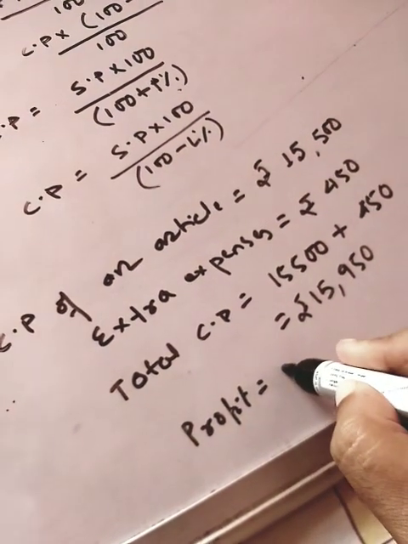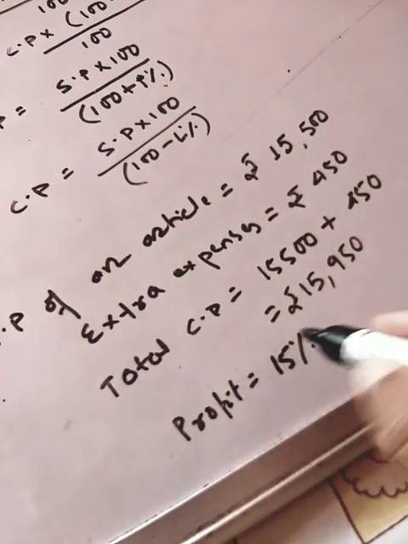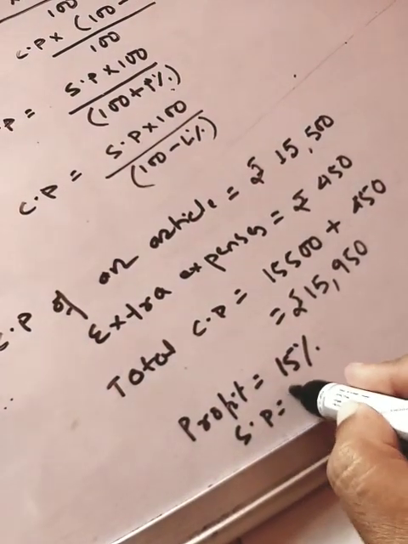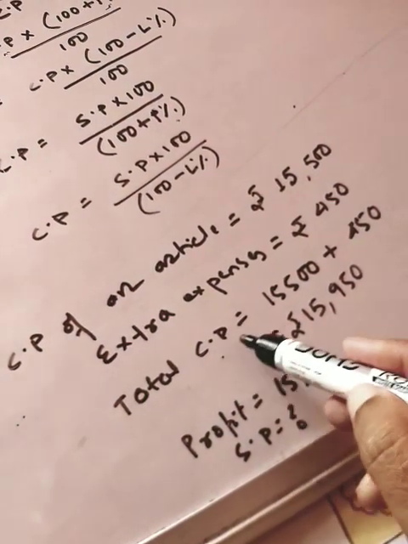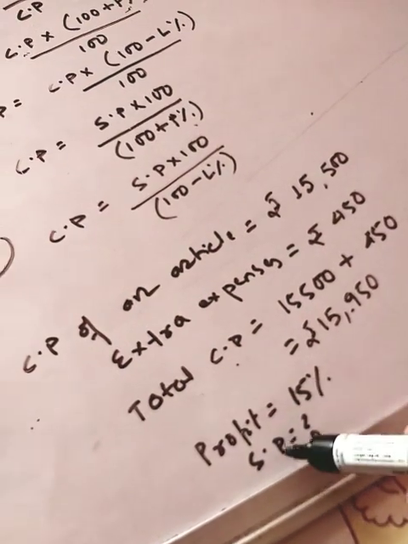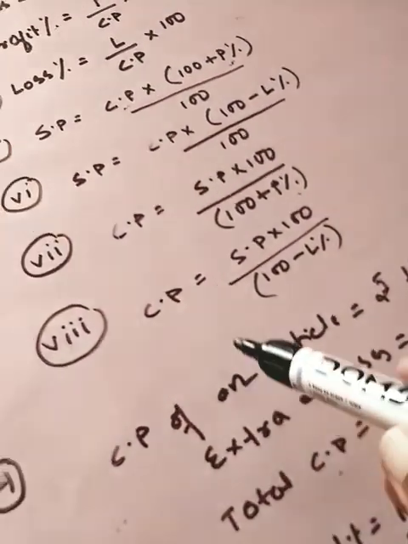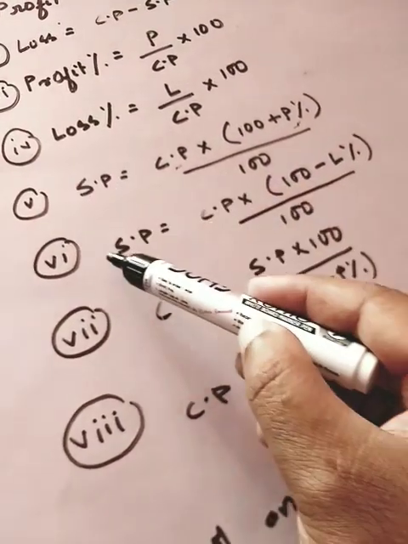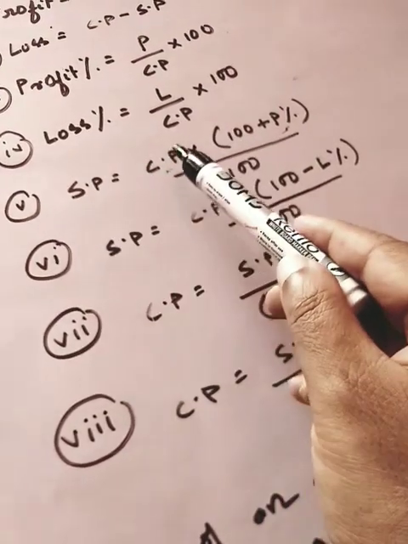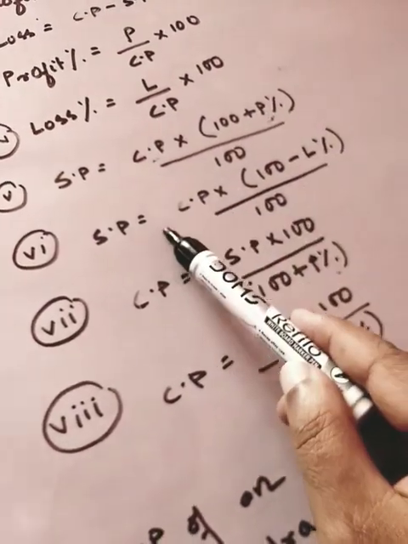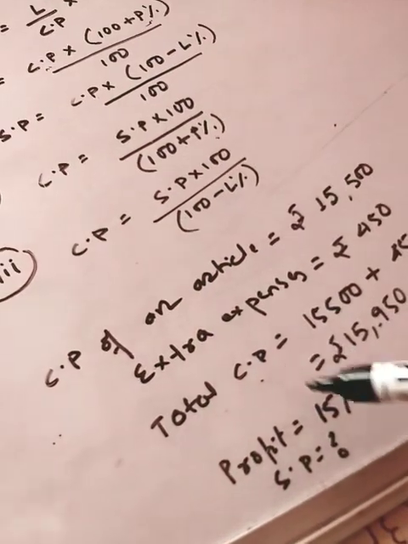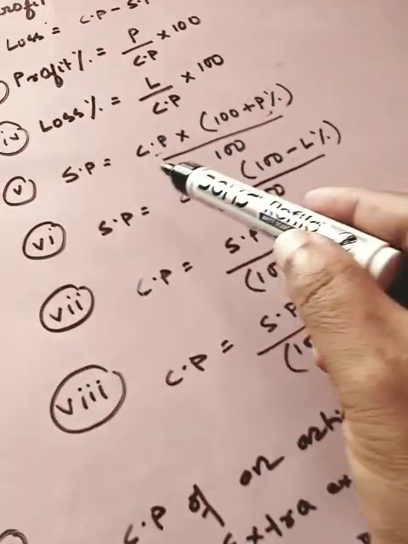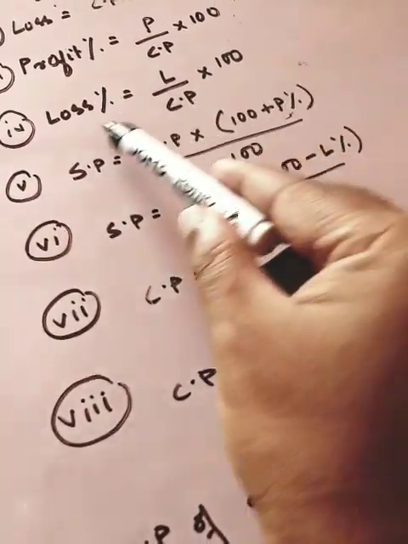Now, if it is sold at a profit of 15%, he is selling the article at a profit of 15%. Now they're asking what is the SP. Again see, CP is given, profit percent is given, you have to find SP. We have two formulas for SP. In the first formula we have CP and profit percent, and in another formula we have CP and loss percent. According to the sum, CP and profit percent are given. So again we'll apply this formula.